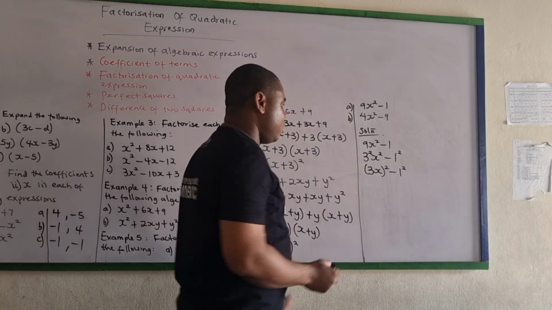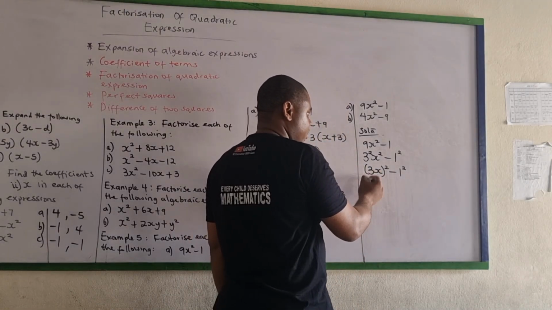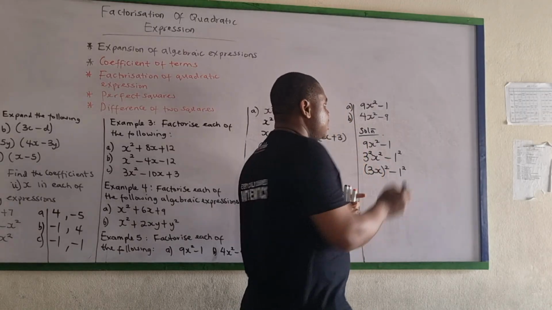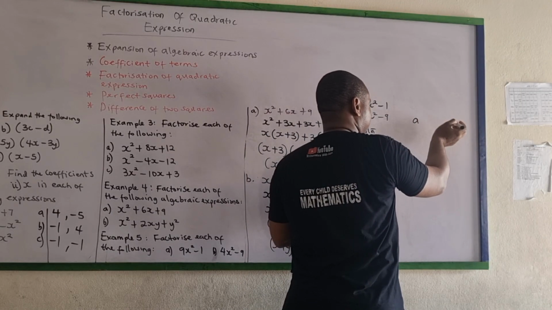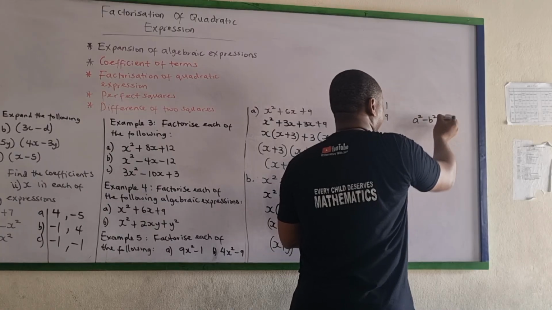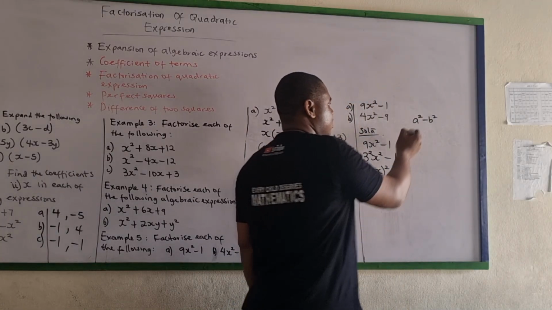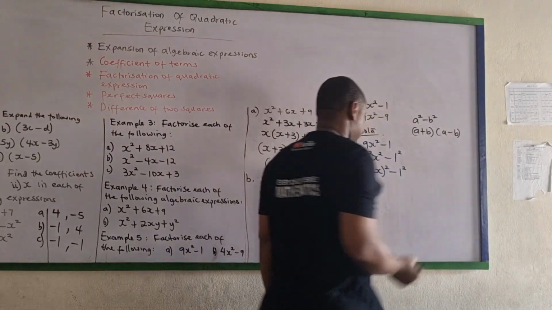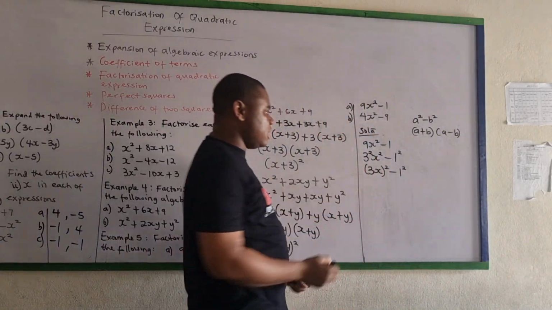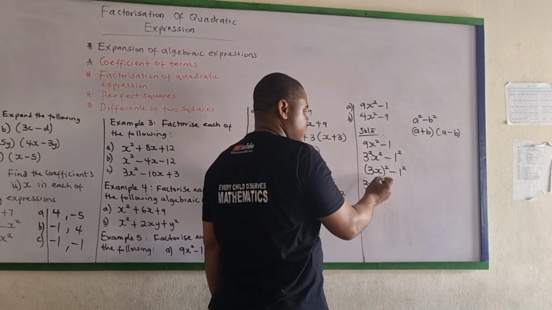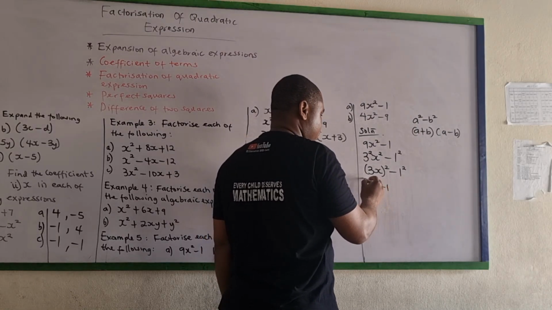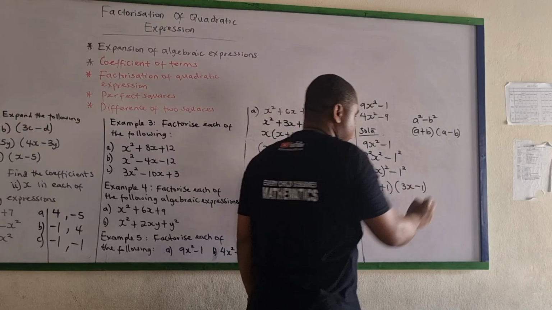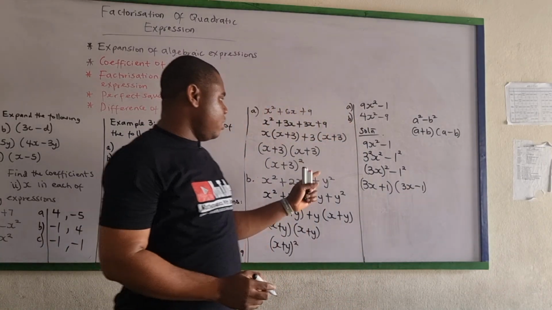So now I can simplify this further. Don't forget the basic rule: when I have a difference of two squares, a squared minus b squared, I can write this as a plus b, a minus b. So in this case, I will write this as 3x plus 1, 3x minus 1.